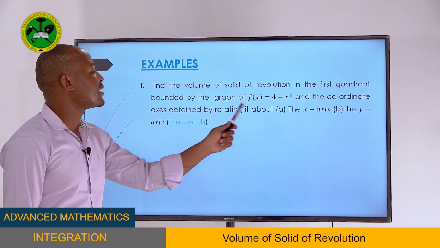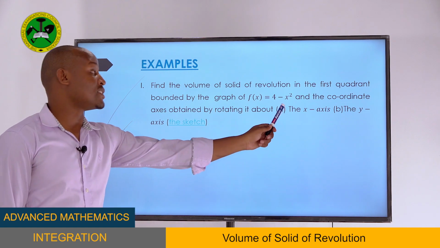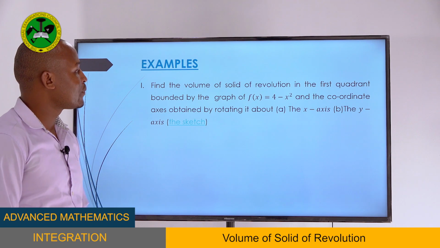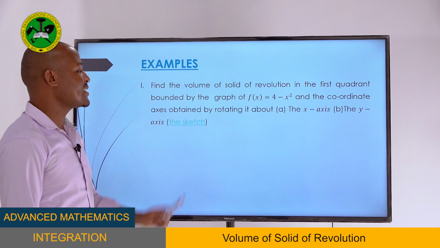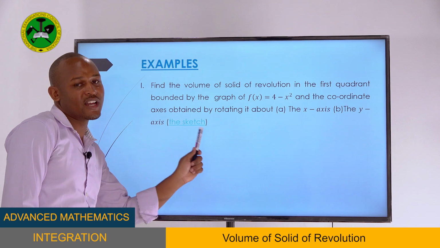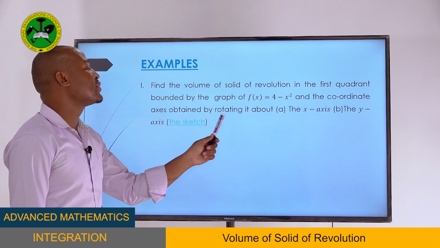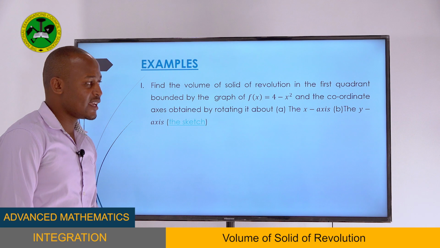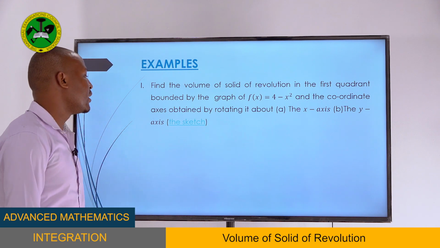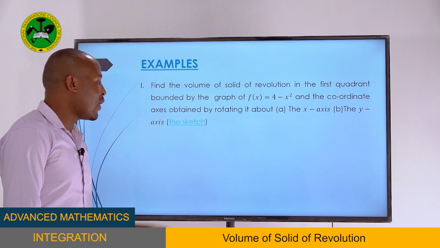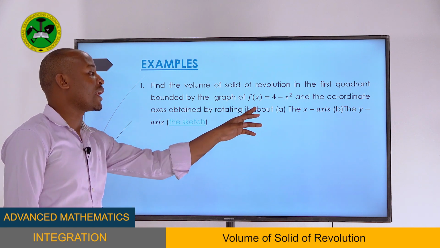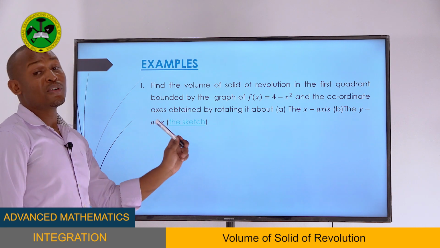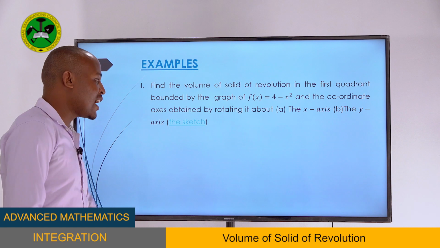And it's bounded by the graph f of x equals 4 minus x squared and the coordinate axes, that means the x-axis and y-axis, by rotating it about, in the first case, the x-axis, and in the second case, the y-axis. Now, I will show you the sketch of how that will look. Then you will find how very easy it is to do. But before showing the sketch, how do we get that sketch?